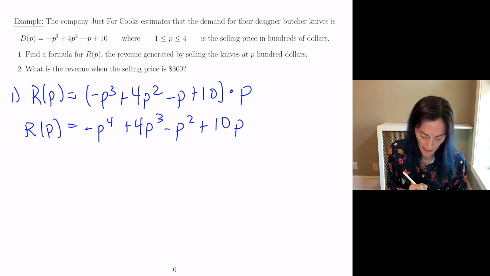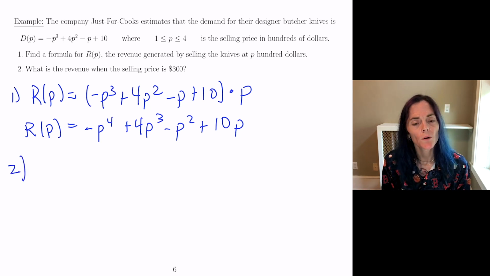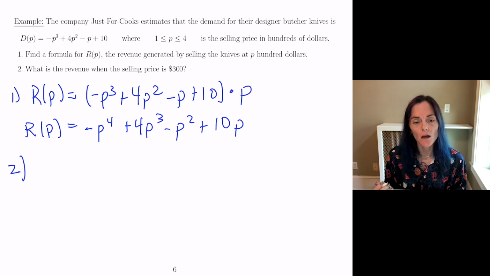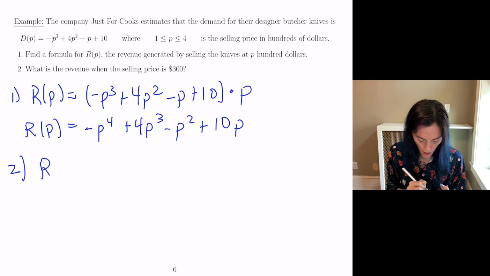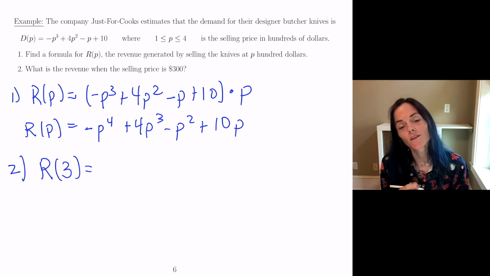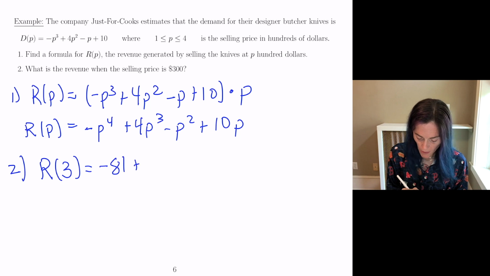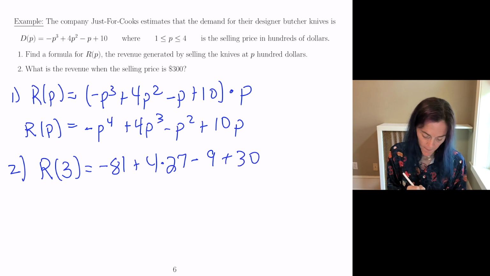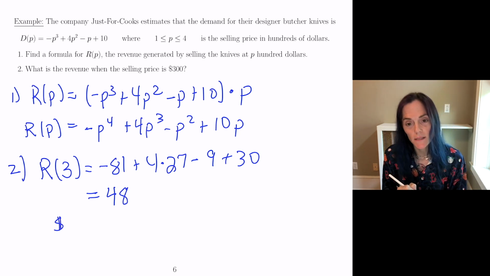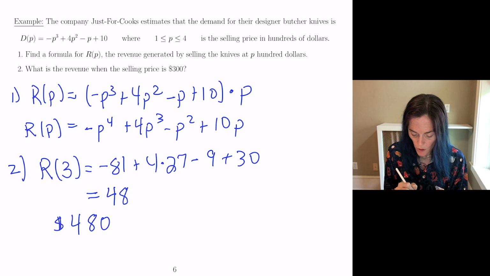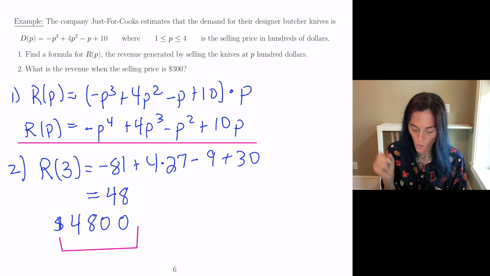This is number 1. Number 2, what is the revenue when the selling price is $300? We want to evaluate the revenue, but we do not want R of 300. We have to think about units here. We want R of 3. So this will be, well, 3 to the 4th is 81. So minus 81 plus 4 times 27 minus 9 plus 30. We get 48. Therefore, remember this is in hundreds of dollars, the answer is $4,800. So this is number 2. Here was number 1.